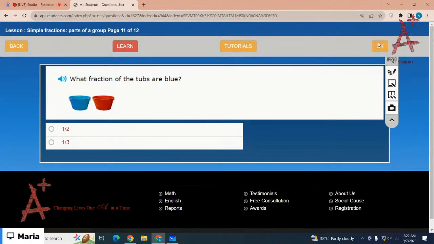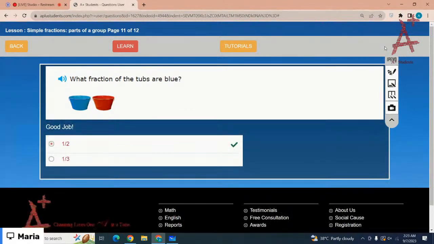What fraction of the tubs are blue? Which is the correct option? Yes, very good. That would be 1 out of 2 because you have a total of 2 tubs, and just one of them is blue, so it would be 1 out of 2.